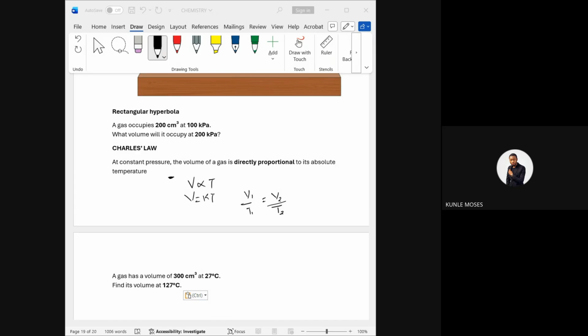Yeah, the question is on the screen now. A gas has a volume of 300 centimeter cube at 27 degrees C. Find its volume at 127 degrees C. Okay. Princess got 400.